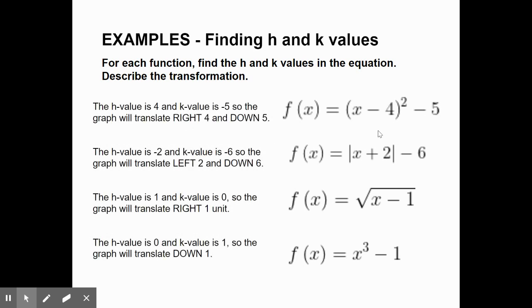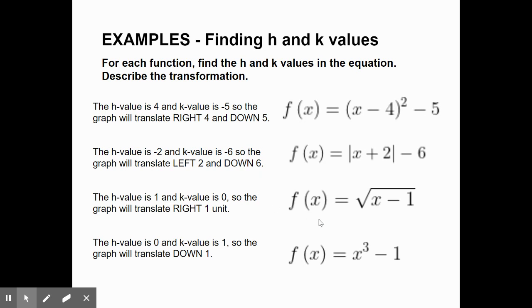So in this first function, H is 4 and K is negative 5. Okay, so H is the opposite and K is whatever it is. So H is 4, K is negative 5. That means the graph will translate to the right 4, down 5. In the second equation, H is negative 2. Remember, H is always with the X, and it's the opposite. So H will be negative 2, because that's the opposite. K is negative 6. So this graph will translate left 2, down 6.